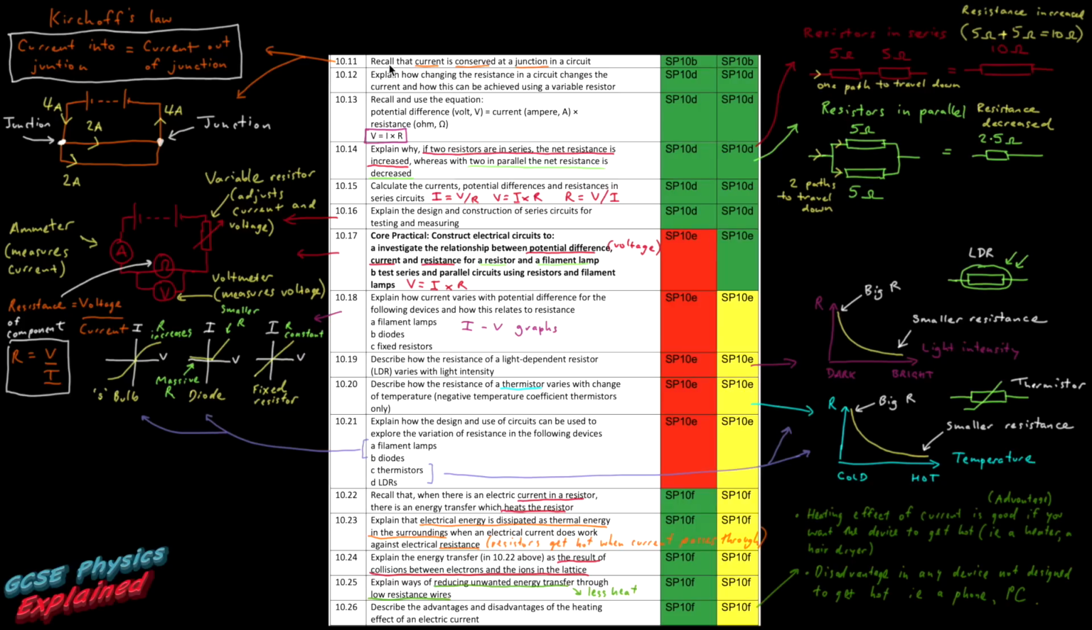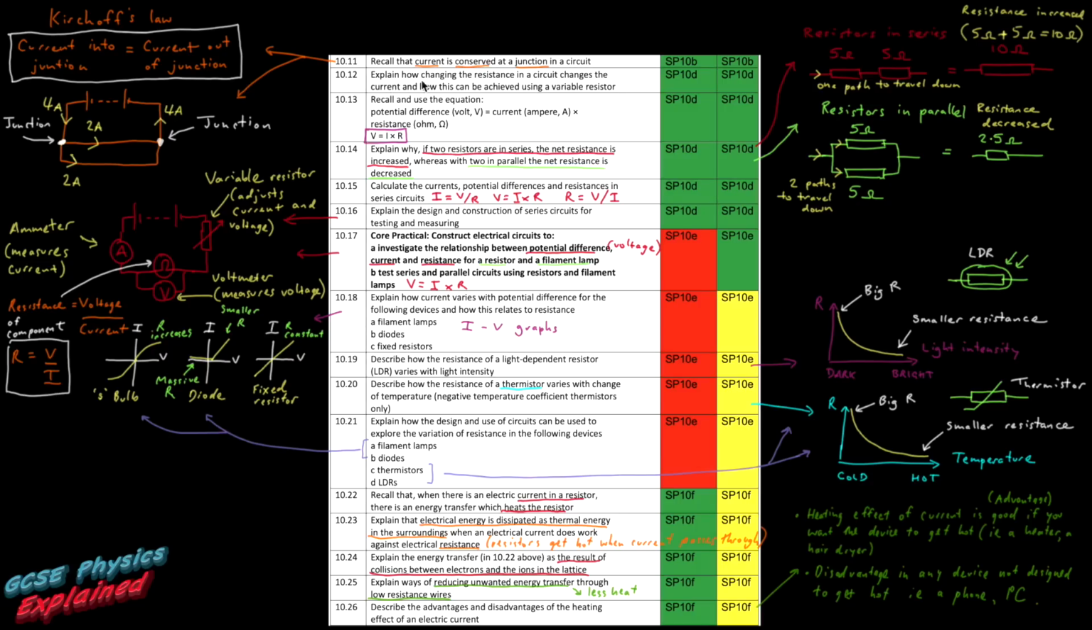10.11. Recall that current is conserved at a junction in a circuit. That's Kirchhoff's law, which basically says current into a junction equals current out of a junction. They'll often ask you, if 4 amps goes into a junction and 2 amps comes across here, how much is coming down there? So it's obviously 2, because what goes into a junction must come out. And same over here. 2 amps and 2 amps are joining back together and 4 amps are coming out.